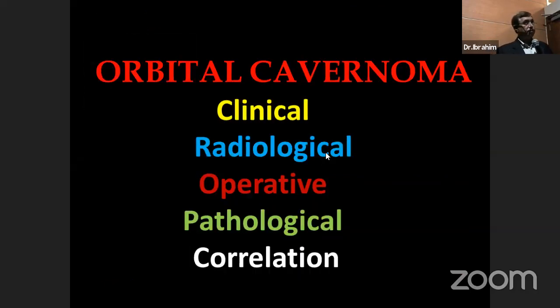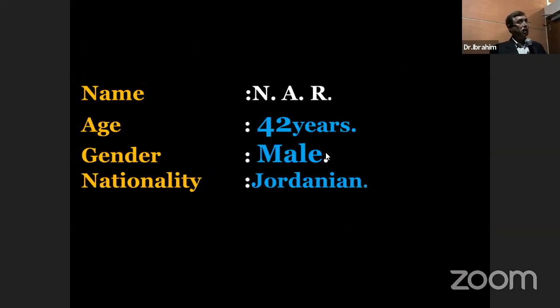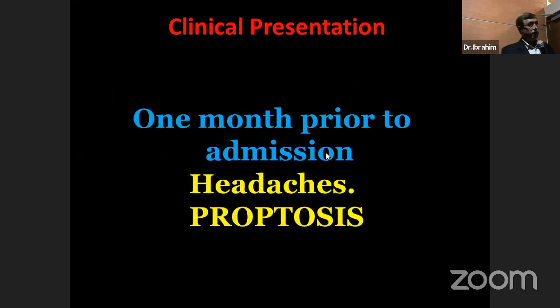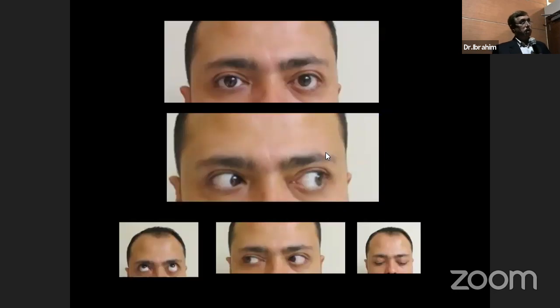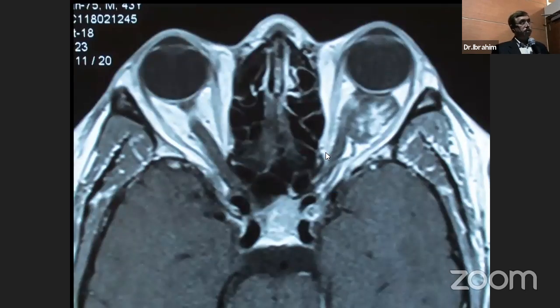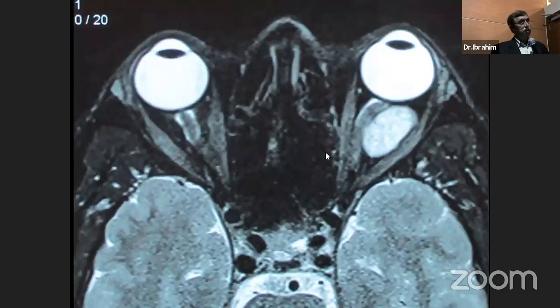Our case for tonight, I'll go through quickly. This male patient, 42-year-old male patient, Jordanian, he had headaches and proptosis. That's the man with no limitation of eye movements, just the proptosis and the headaches. Images showing this tumor. As I said, cavernoma, they love the lateral compartment. So this is the optic nerve being pushed. This is the lateral rectus. The optic nerve being pushed, so it is attached, it is in touch with the optic nerve.